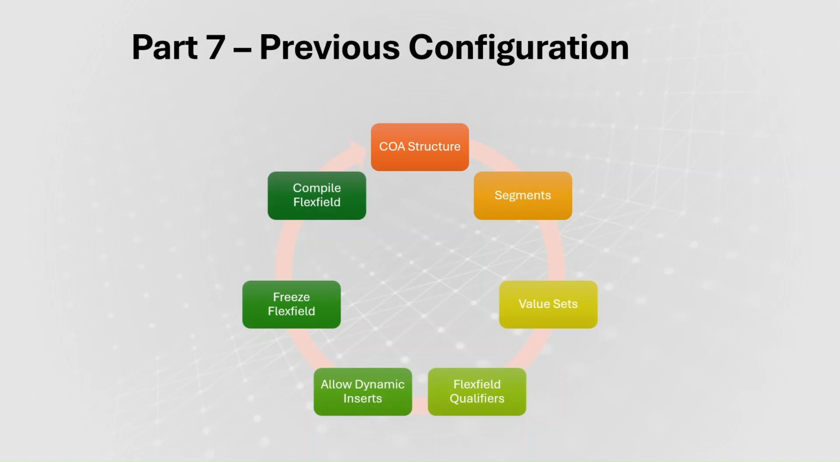Before starting today's conversation, let's quickly review what we completed in part 7, the chart of accounts structure. We created the structure and defined the required accounting segments. We created and assigned the value sets. We configured the required flexfield qualifiers, and then froze and compiled the accounting flexfield. So now let's review the segments and value sets of the chart of accounts in the application.